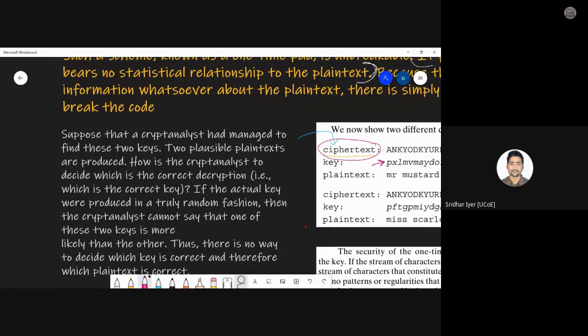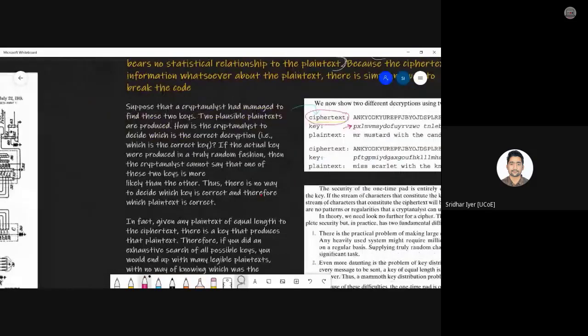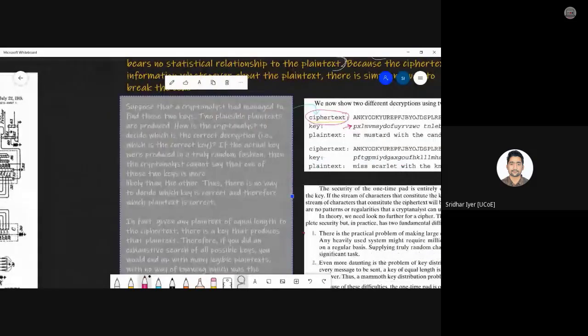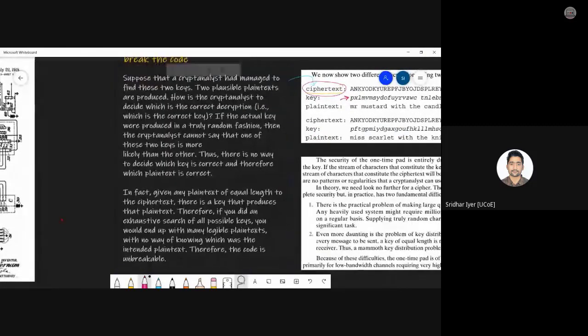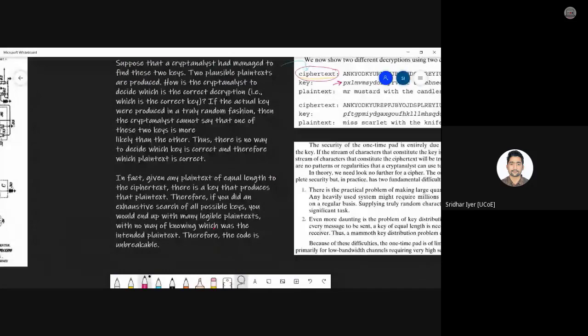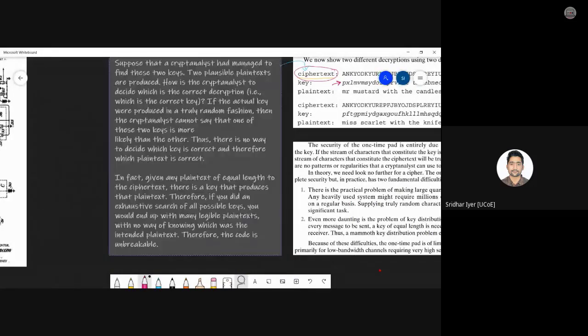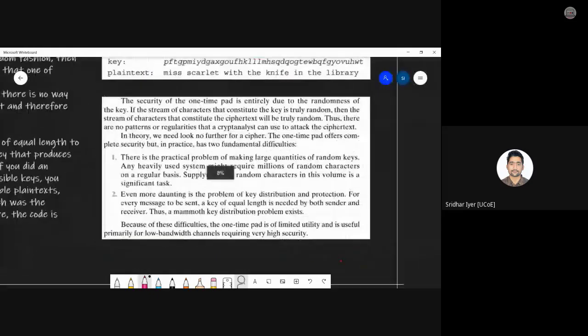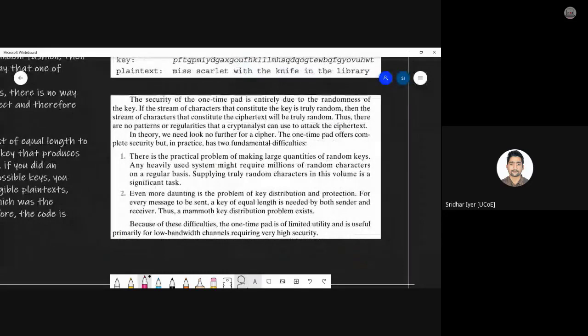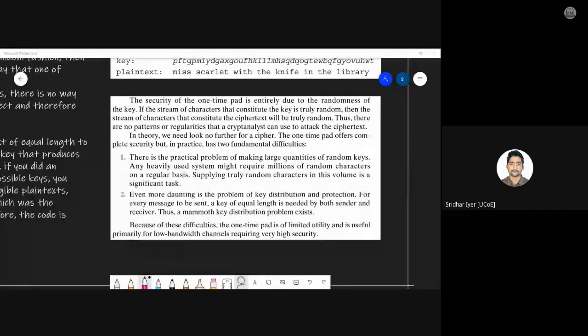Am I clear? So this is what we call as the one-time pad. It's considered to be one of the most secure algorithms. Only drawback is the transportation of the keys. The keys should reach the receiver in a more secured fashion, otherwise the entire cipher will be at stake. Fine. If you're having any doubts, kindly let me know.